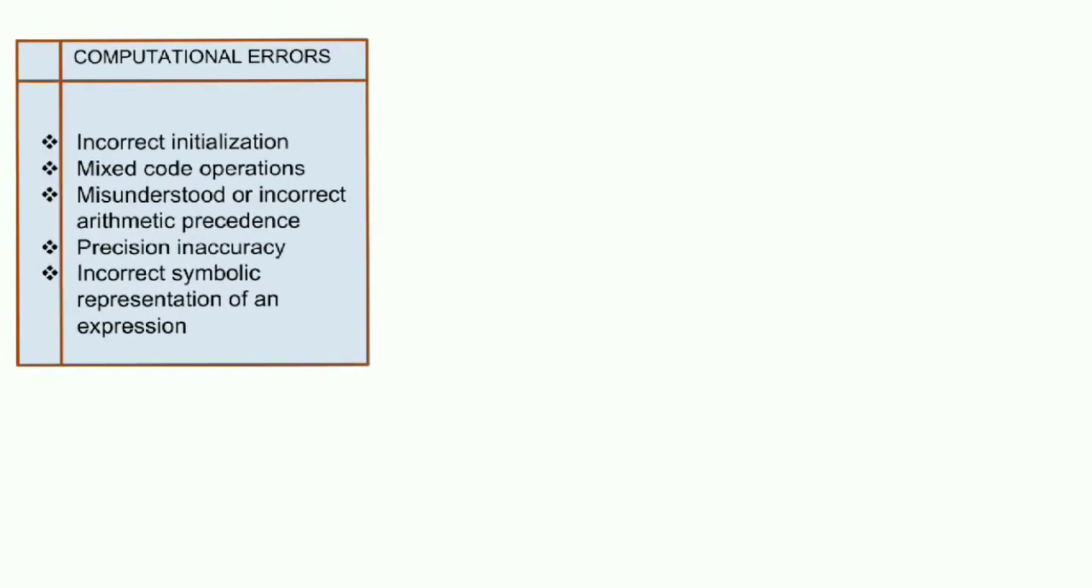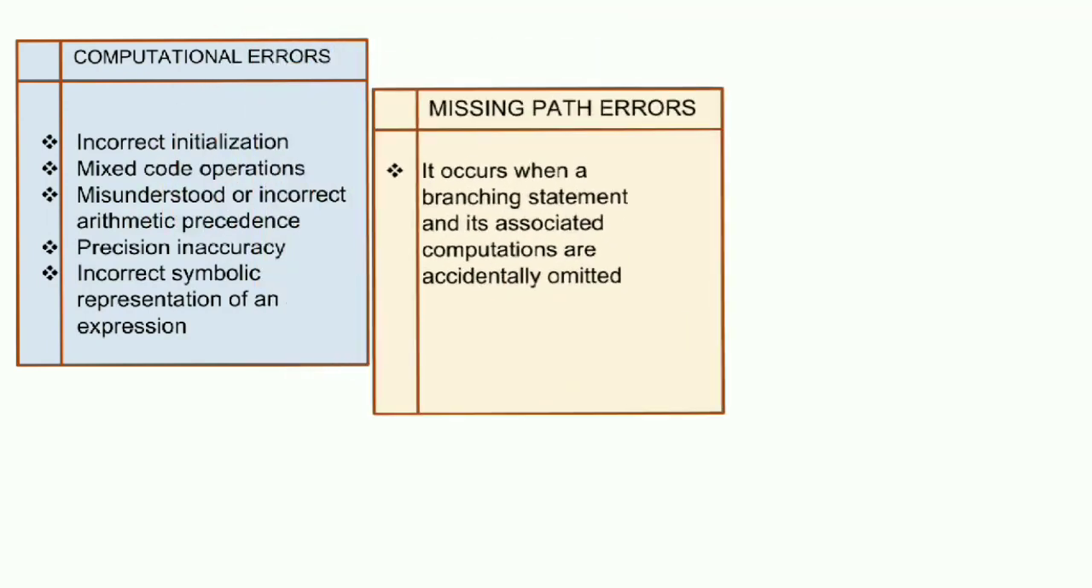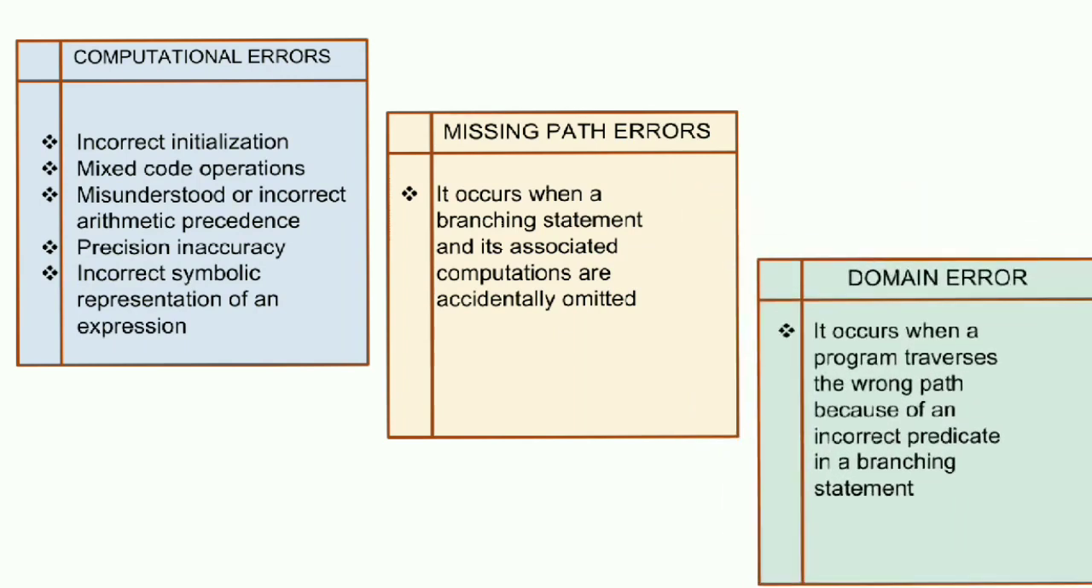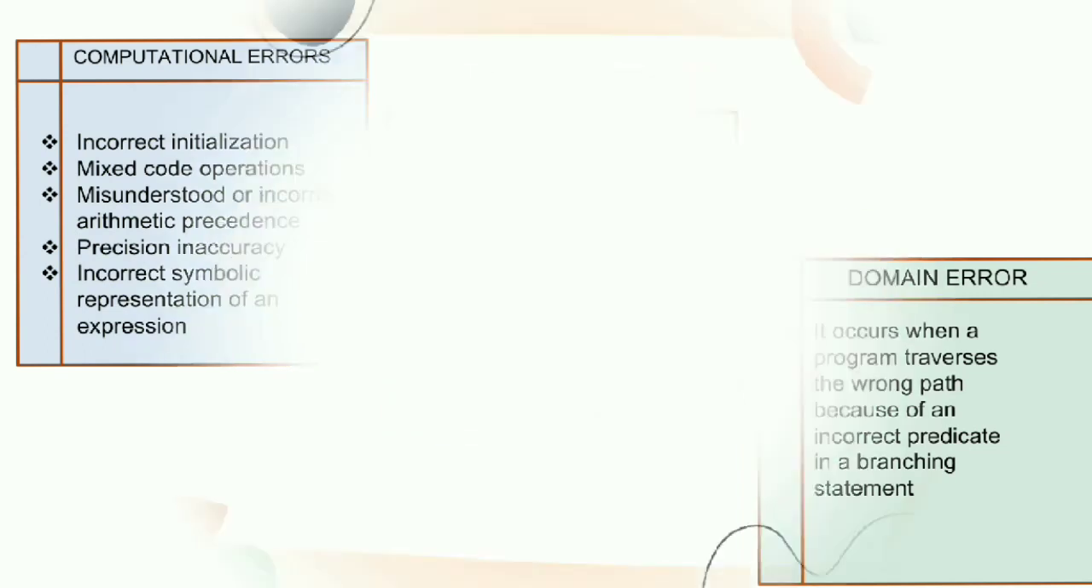Computational errors: incorrect initialization, mixed code operations, misunderstood or incorrect arithmetic precedence, precision inaccuracy, incorrect symbolic representation of an expression. Missing path errors. It occurs when a branching statement and its associated computations are accidentally omitted. Domain error. It occurs when a program traverses the wrong path because of an incorrect predicate in a branching statement.